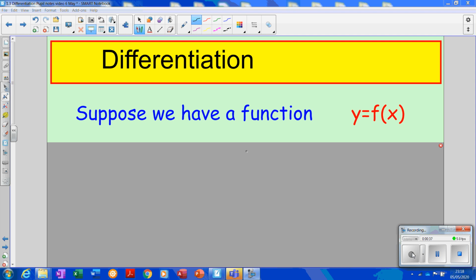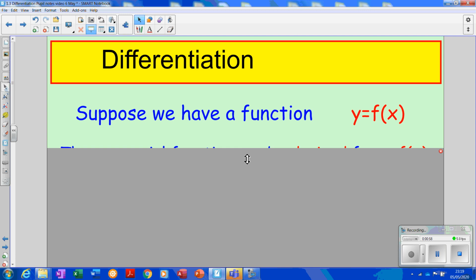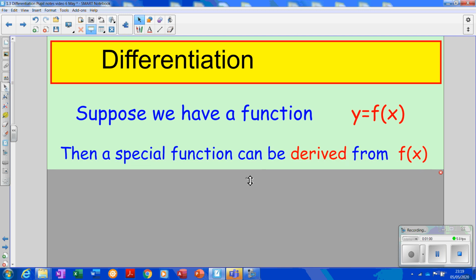So differentiation. We're going to start off with something you've seen. Suppose we have a function, and that function is the y coordinate is equal to f of x. You've got formulas that are written as f(x) because it's easy then to tell you a value of x to substitute into a formula, but both those things mean exactly the same. So if we have a function f(x), then a special function can be derived from f(x).